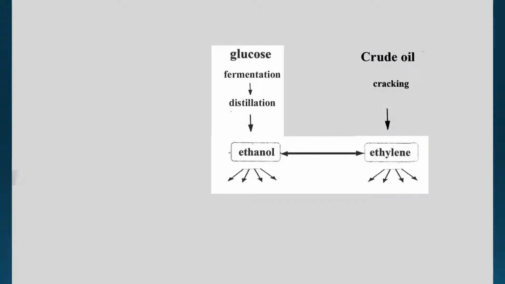But there's another way. If glucose goes through fermentation and distillation, you can get quite pure ethanol. And ethanol can also be made into ethene. So the difference is glucose is more environmentally friendly. Crude oil is using the fossil fuel. So these two are linked.